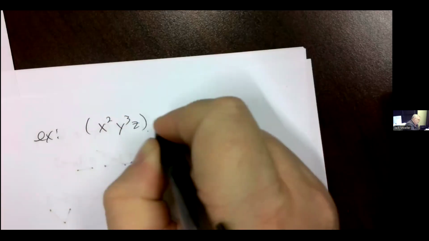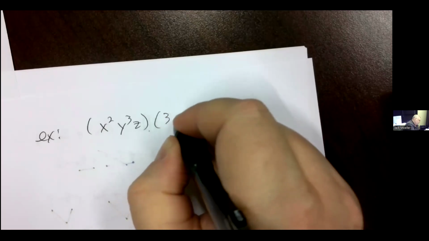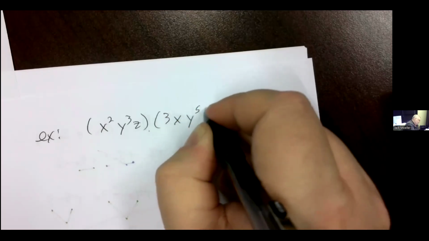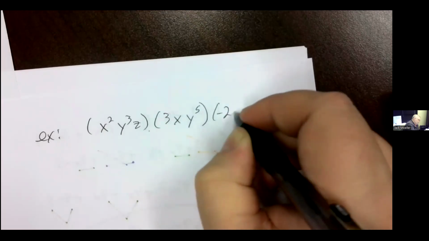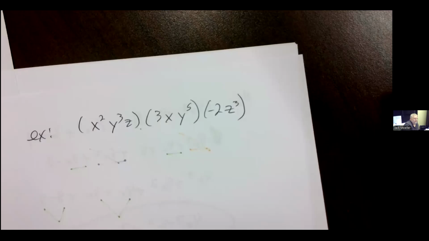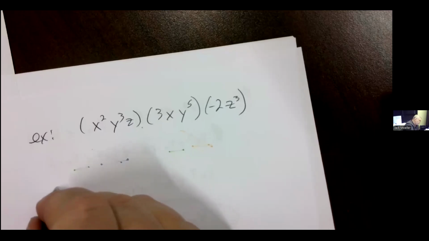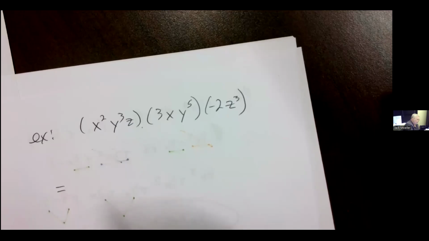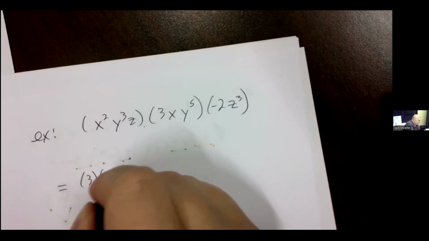Let me add a problem that's not in here. What if we're doing, I don't know, x squared, y cubed, z times 3x y to the 5th times negative 2 z cubed. So how would we multiply those? Well, again, we're just multiplying. So you multiply numbers with numbers. So let's start 3 times negative 2.